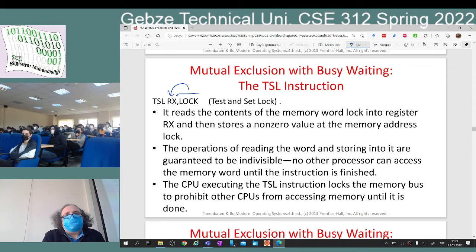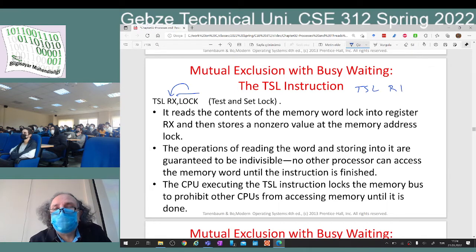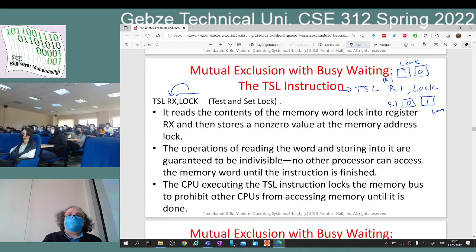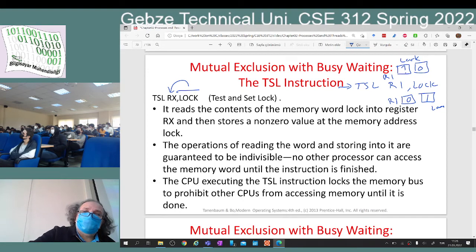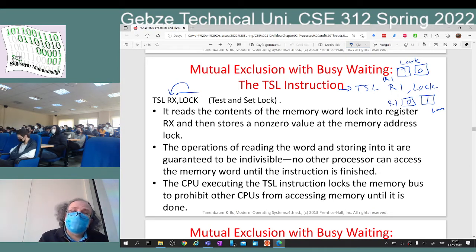Well, nothing happens at the same time, but as a programmer, I think of it like that, as done at the same time. Let's say, when I say TSL R1 lock, lock is somewhere in the memory, and its value is zero. When I execute this instruction, at the beginning, I don't know the value of R1, but at the end, R1 will be zero, and lock will be, let's say, one, not zero. So I am copying this lock to R1, and lock is going to be non-zero. If at the beginning lock is one, after running this instruction, R1 is going to be one, and lock is going to be one again, because it's non-zero.